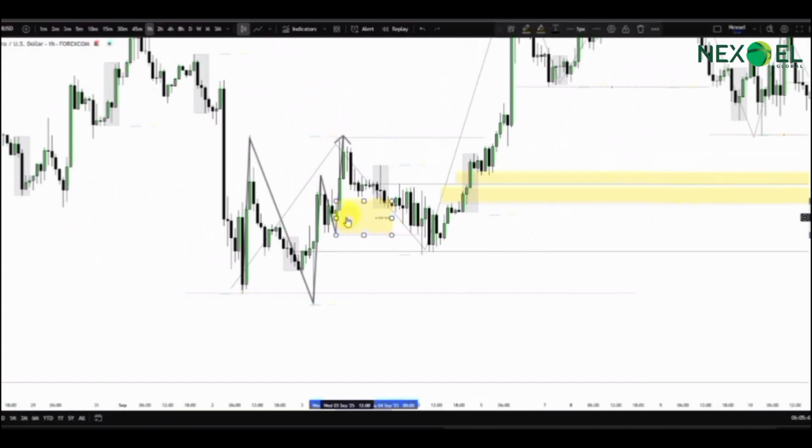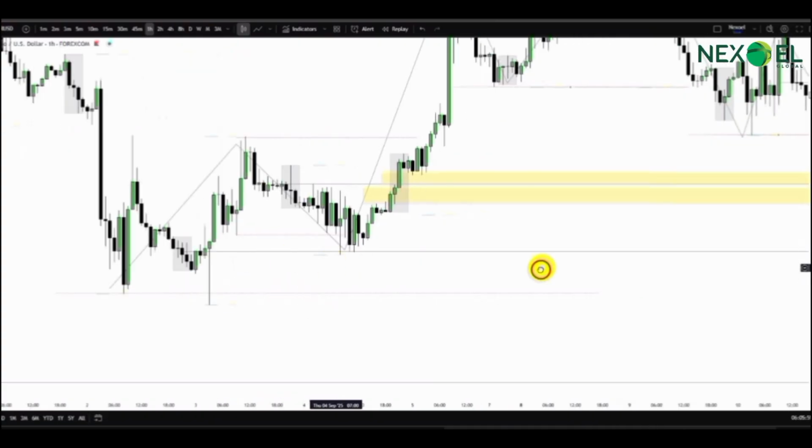So we have our change in state of delivery established, and then we've identified the inducement, the sell side liquidity. And this is the rejection block, because this is the candle that swept the sell side, and the candle wick was not mitigated. What you can see is price just continued bullish.